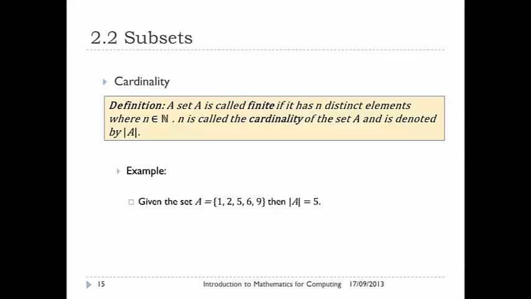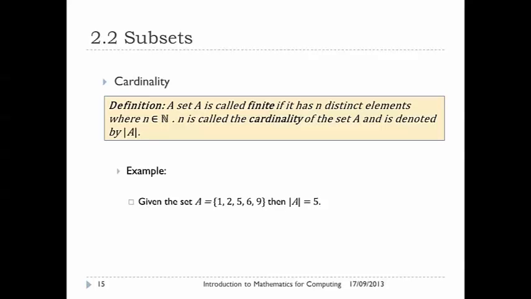So as an example, if we have the set A with the elements 1, 2, 5, 6 and 9, what we need to do is actually count how many elements are in that set, and we can see that we've got 5 elements in the set, so the cardinality of this set in the example is 5.